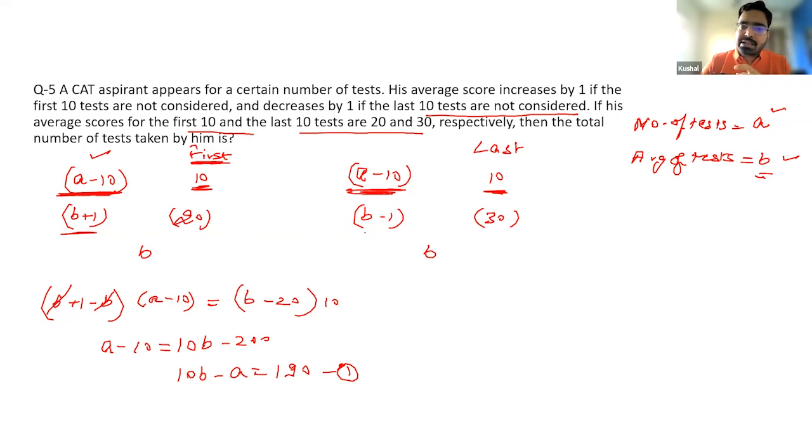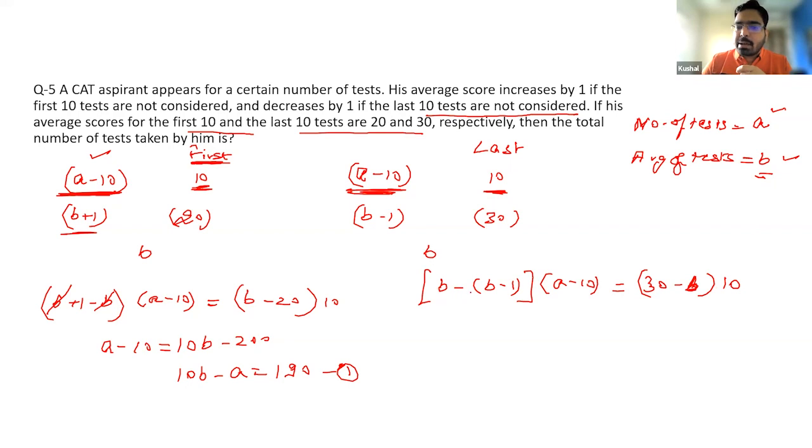Of course, now B minus 1 is less than B. That means B minus 1 will create a deficit and 30 will create a surplus. If B minus 1 has to create a deficit, then I'm going to say B minus (B minus 1). That will be the deficit on one test. How many such tests are there? A minus 10 tests are there. This value must be equal to 30 minus B. That will be the surplus on one test out of these last 10 tests, and multiply this by the number of tests to get the total surplus, which is 10.